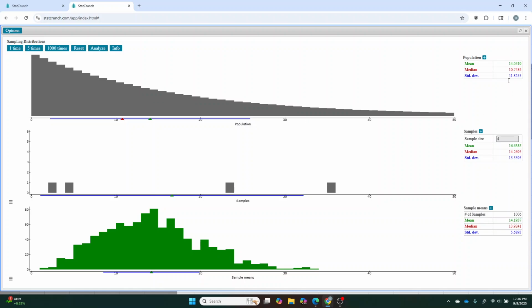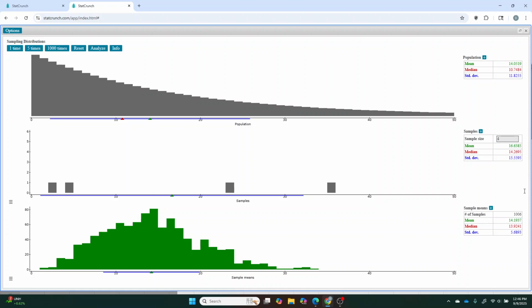I would also point out that the mean here is about 14, right? The mean of the population that we're drawing our sample from is about 14. Well, the mean of our sample means, right? The average sample mean is also about 14. Meanwhile, the standard deviation is about 12, and our sample size was 4, right? Square root of 4 is 2, and 12 divided by 2 is 6, right? So things are lining up.